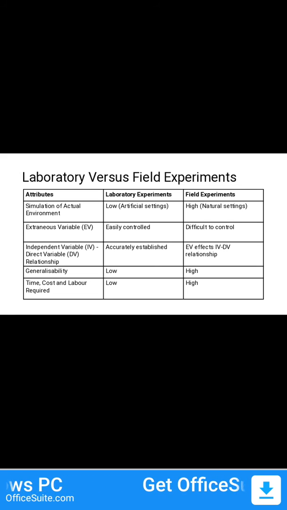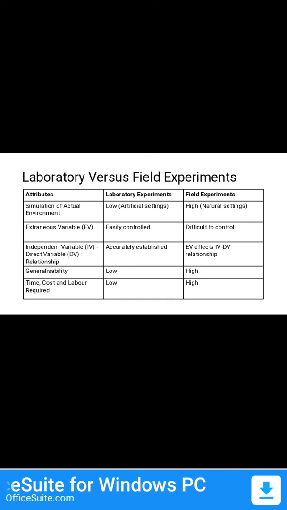Now what happens with extraneous variables when we are conducting laboratory experiments? I told you laboratory experiments means we are conducting the experiment in controlled settings. So naturally we would be controlling better for the extraneous variable. It would be easier for us to control extraneous variables, while in natural settings it will be relatively more difficult for us to control the extraneous variables.